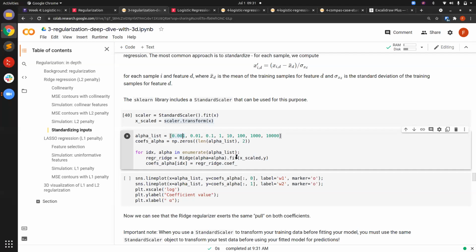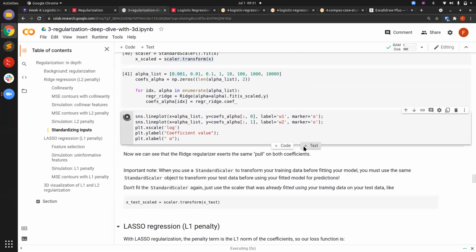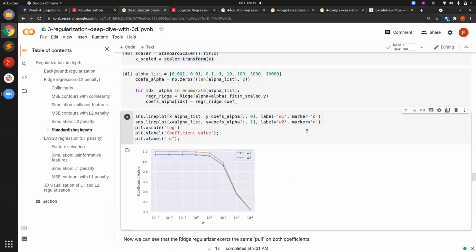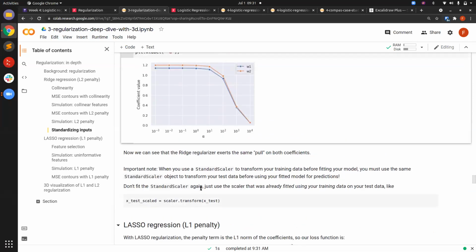And that means that the coefficients are going to be kind of similar, and the ridge regularizer will pull on them both equally. So this is a demonstration of why we standardize inputs. Okay, are there any questions on the L2 example before we move to the L1 example?